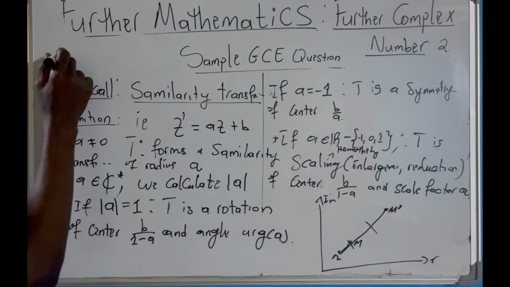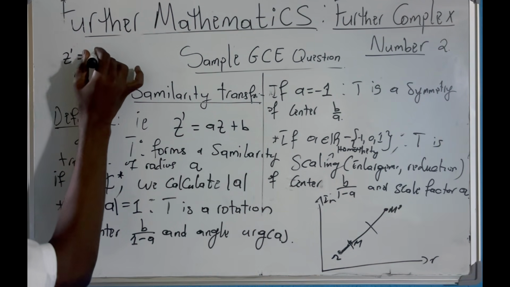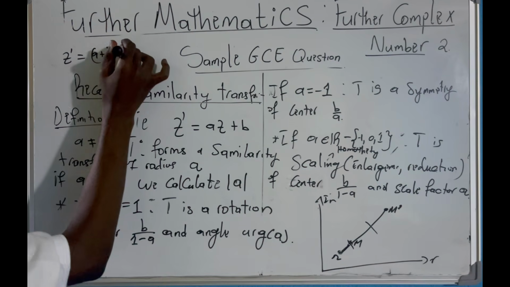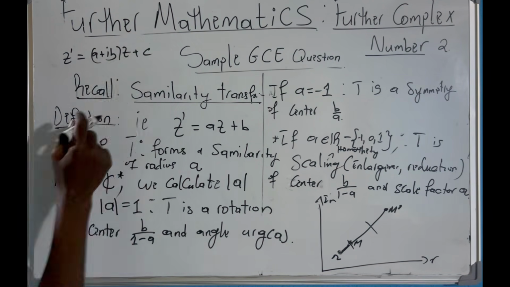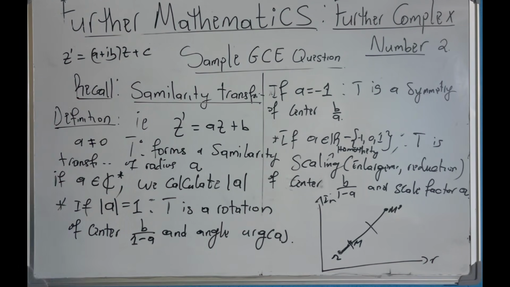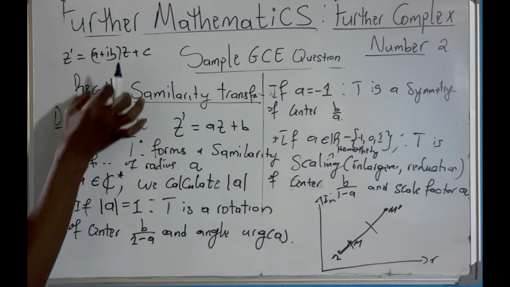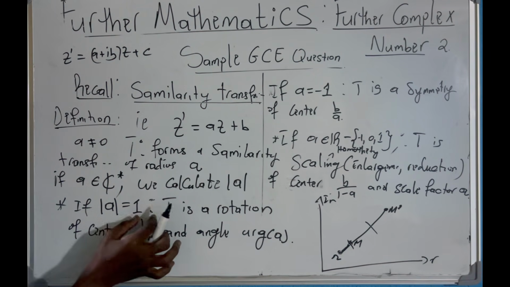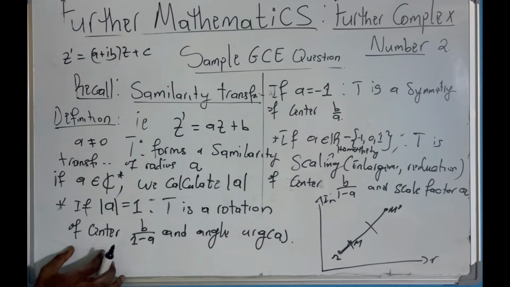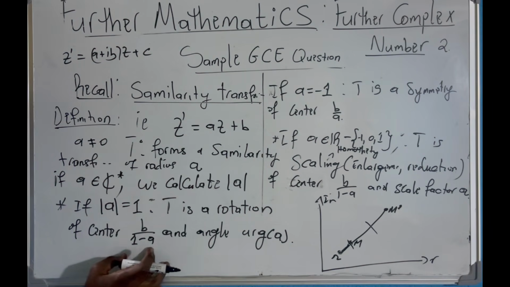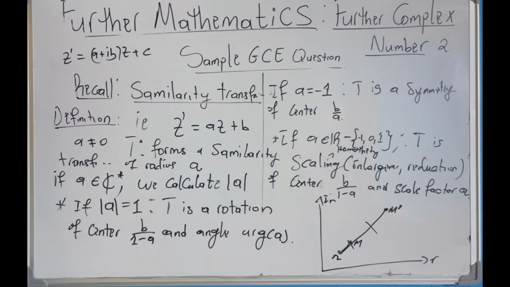So if I have a complex number Z prime equals maybe (A plus IB) Z plus, let's say, C. You see that one. A plus IB is already a complex number. Now I can calculate the magnitude of A plus IB, and it gives me 1. Therefore, I can give the geometrical interpretation of this transformation. T is a rotation of center B over 1 minus A, and the angle is what? Argument of A. Okay, let me show you it here. It's quite easy.